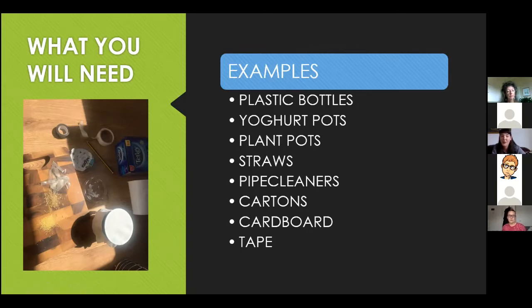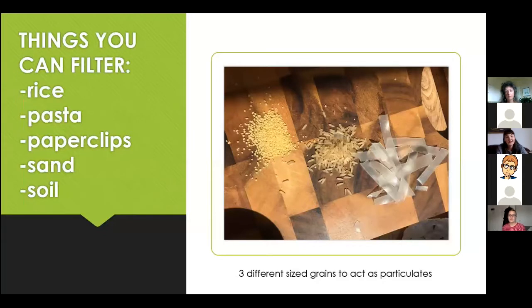So one element you can add to this is water purification. So that's obviously a huge thing. Sanitation is a huge part of why healthcare is important. We need to have sanitary water to deal with disease. So you could fill up your water with different sediment or particulates such as rice, pasta, soil, and put this through your system and try and filter out so that the end product is pure water.